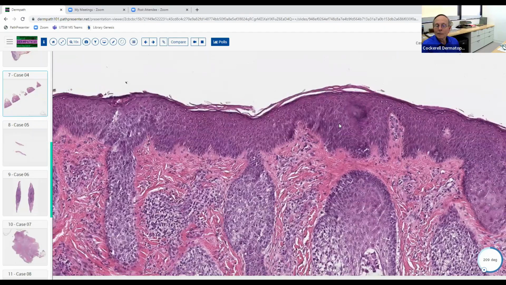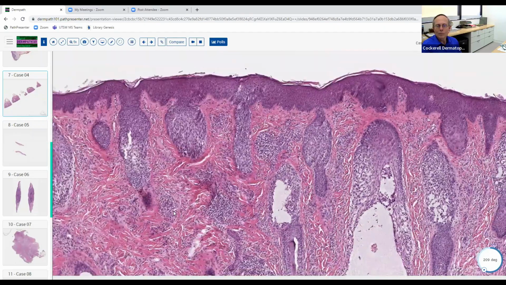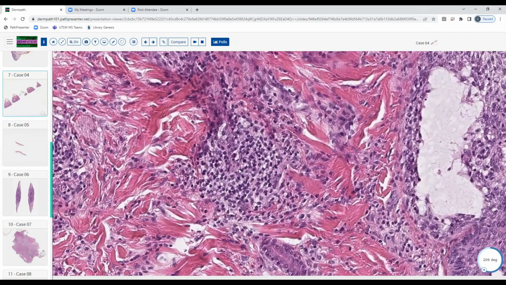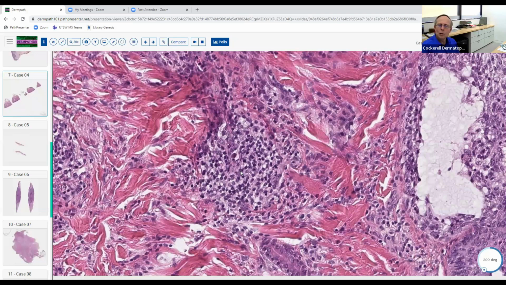Now, on a scale of 1 to 10, how dense is that infiltrate, would you say? About maybe a 5. Yeah, I agree. It's not really super dense, so that's kind of helpful.